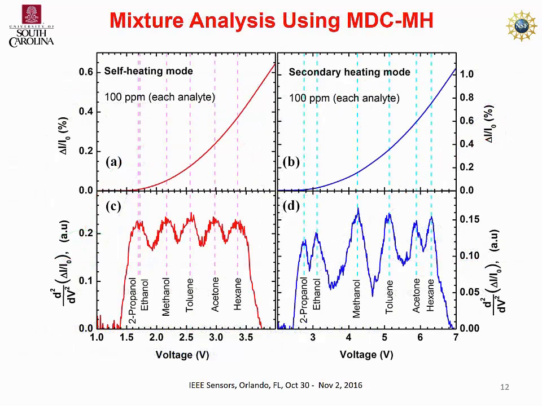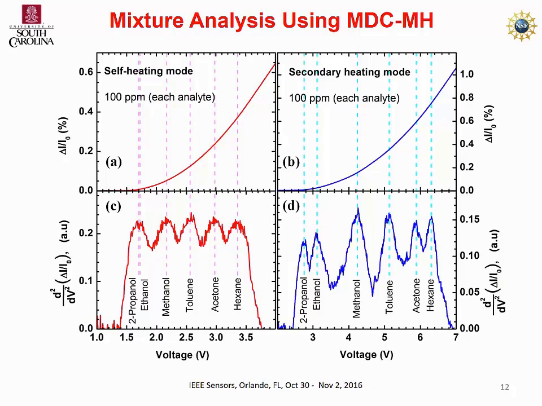This is where we do the mixture analysis of multiple VOCs present at once. When we have several VOCs present in the mixture, we just see a curve that looks like this for the self-heating mode, and for the secondary heating mode it is also like that. So we cannot really tell whether there is one analyte or more than one. We take the first derivative, which also doesn't reveal much. So we take the second derivative of this curve, which shows some peaks. We found that each of these peaks corresponds to the threshold voltage of that analyte, which also correlates with the latent heat of evaporation.